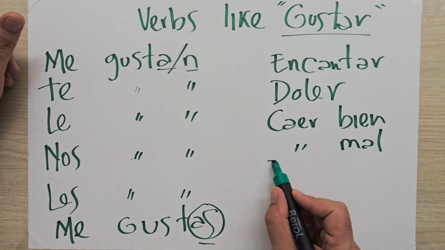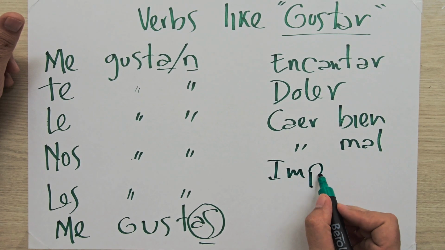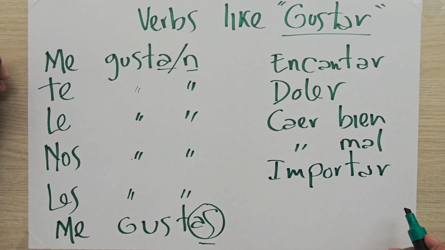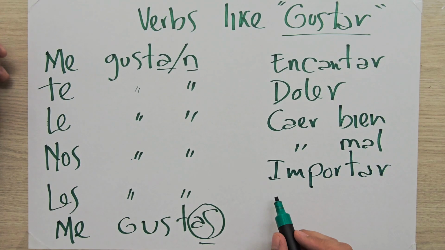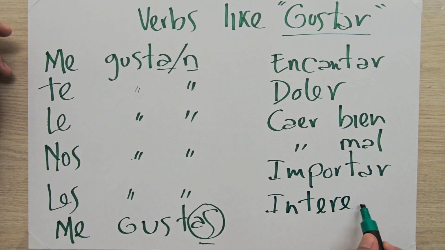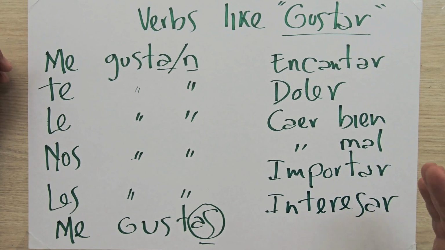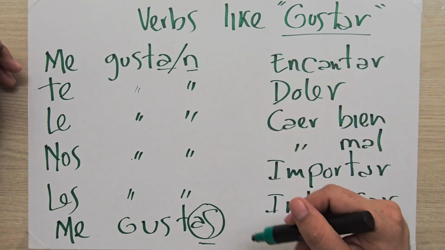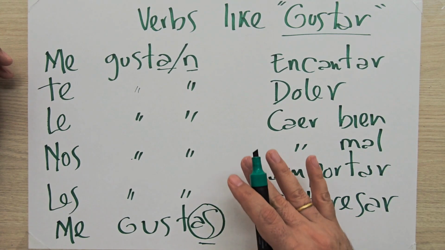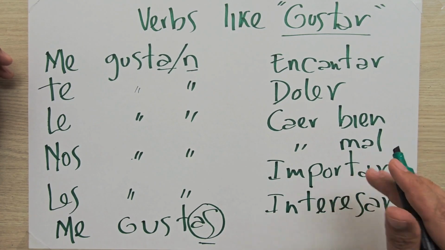There is the verb importar, to matter or to care about. Me importa, me importan. Interesar, to be interested in something, or something being interesting to you. These are just a few very common verbs from the group of gustar, but there are some others that are also important. But these are some of the verbs that I recommend to practice from this group.